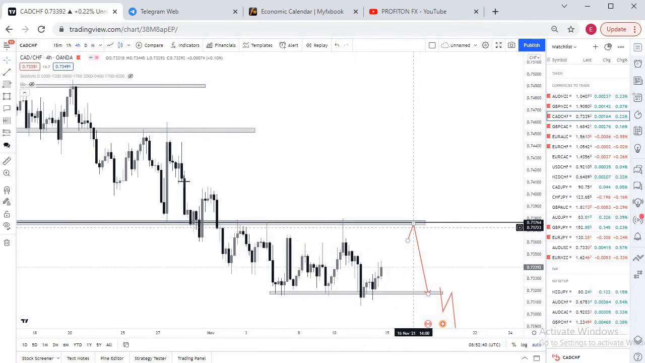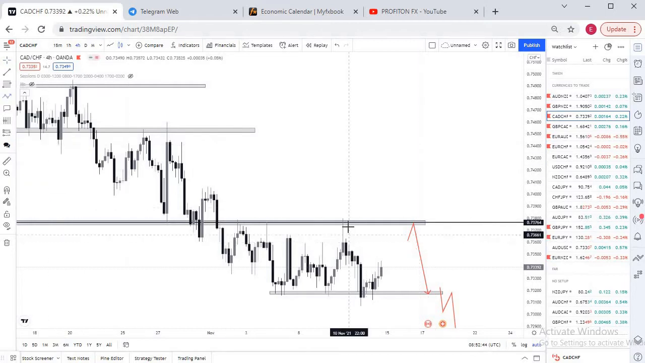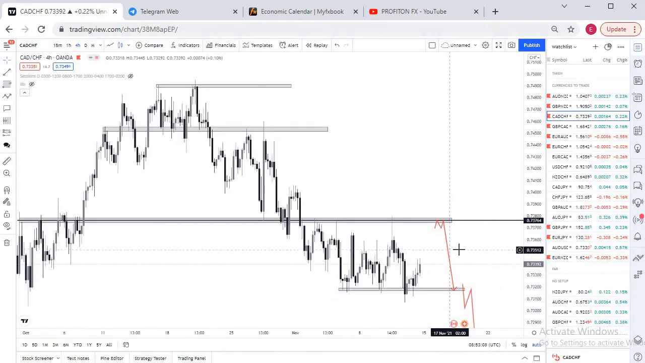I would like to see price come to this level, and of course, when it comes to that level, I wouldn't just want to see a spike-like movement here. I'd like to see most probably a double top with corrections, with rejections. Then I'll be looking to short that market with enough confirmation, of course. So yeah, that's the first setup.